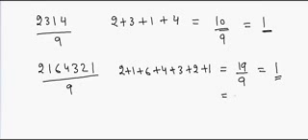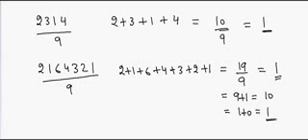Another thing you can also do is add 9 plus 1, that will give you 10, and then add 1 plus 0, that will give you 1. So your remainder will be 1.